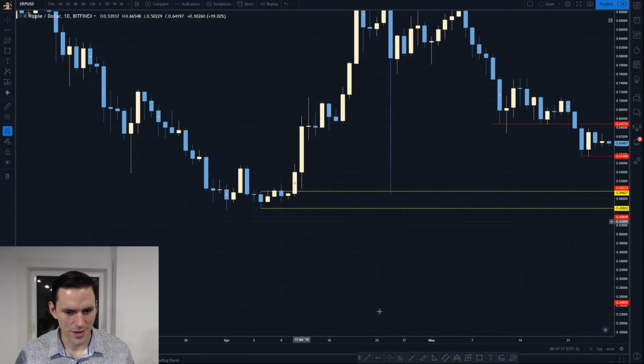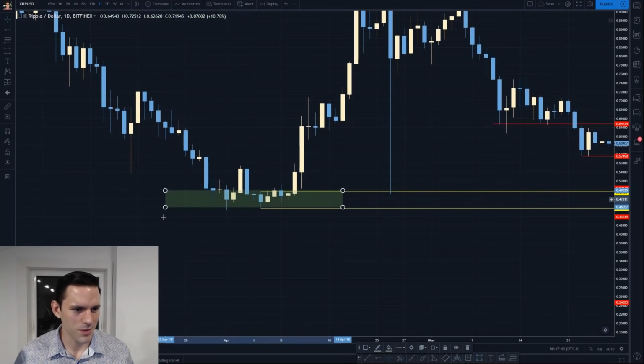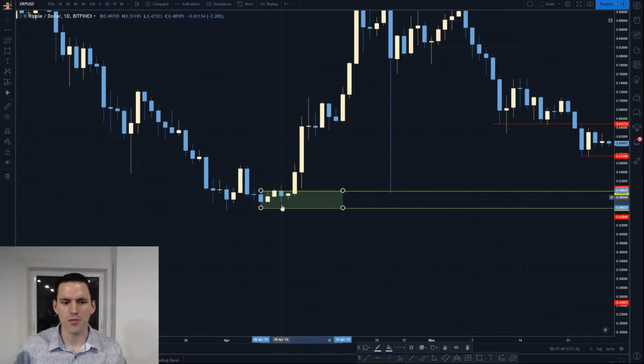Let's take that magnet tool off so I can actually show you guys properly. It is this. It needs to act as support and resistance within this zone. So when it starts closing above this candle right here, when it starts closing above this high, look what happens. It takes a big move up.